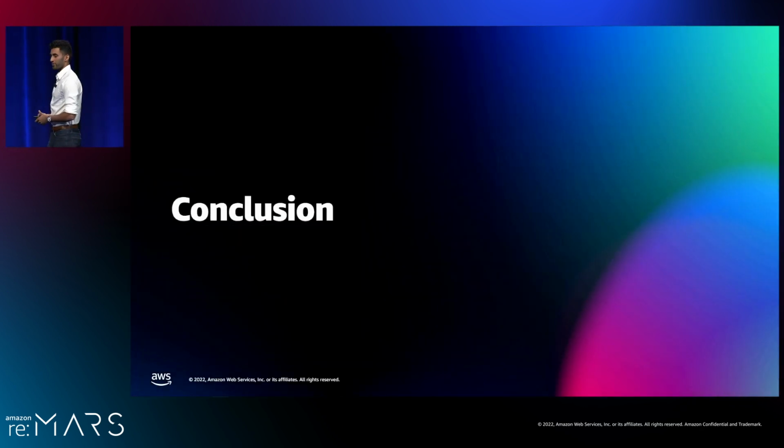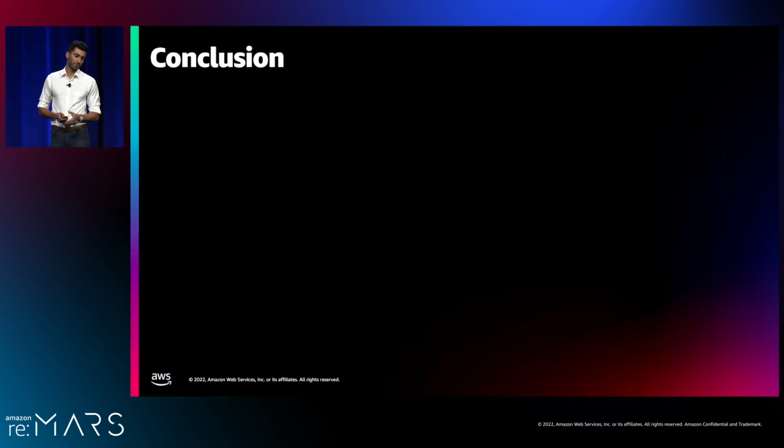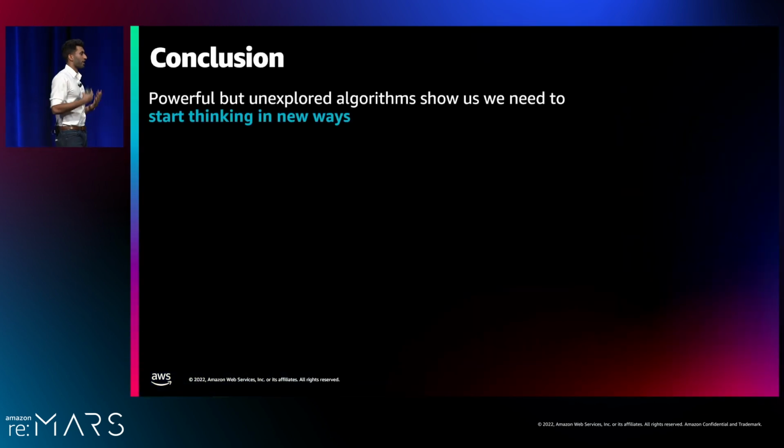All right, so now for some takeaways. These powerful but unexplored algorithms are being found everywhere. They have their backbone in quantum mechanics. And some of them force us to think in different ways than we would have, to force us to think outside the realm of classical efficiency.